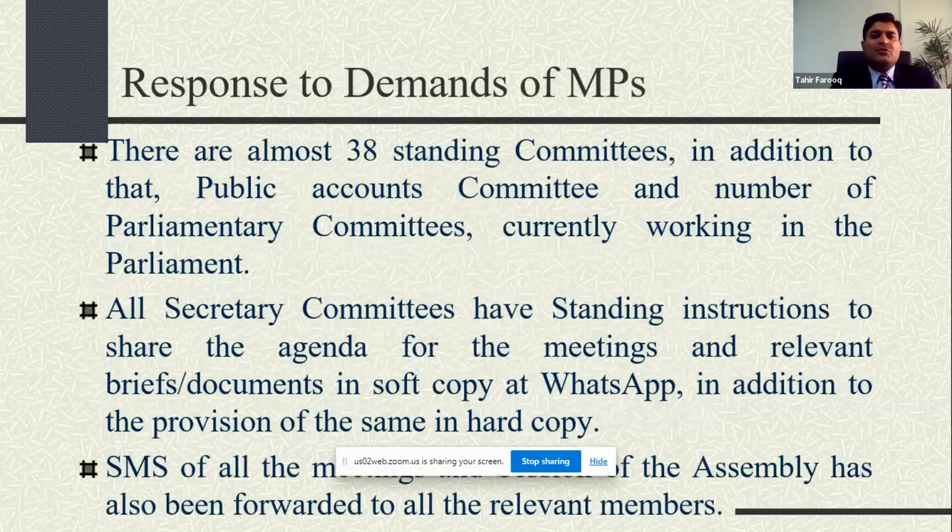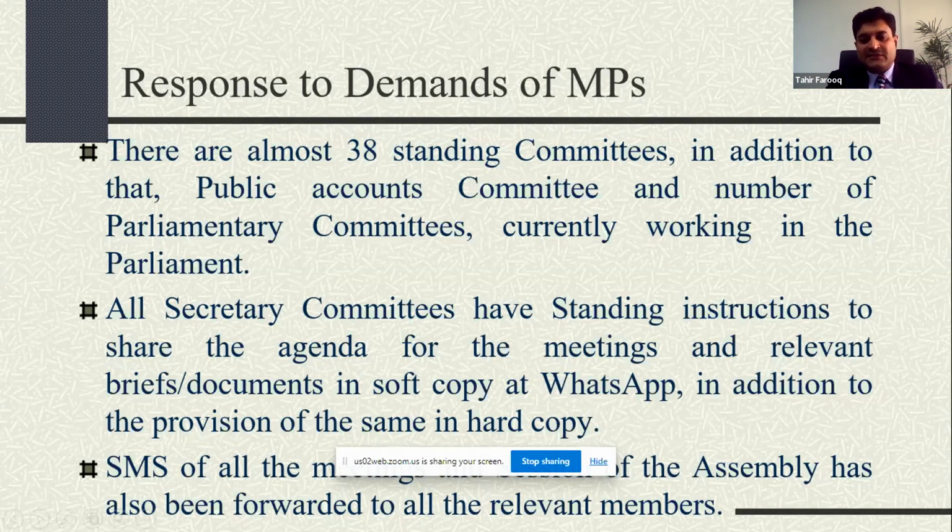In response to the demands of members of parliament, there are almost 38 standing committees. In addition to that, there are public accounts committees and a number of parliamentary committees working in the parliament. All the committee secretaries have standing instructions, as the Speaker was saying, that some things are just followed on the verbal directions of the Speaker. Similarly, there are standing instructions from the secretariat that all the agenda items which are to be placed before the standing committee should be transmitted to their members through WhatsApp, in addition to provision of the same in hard copy.